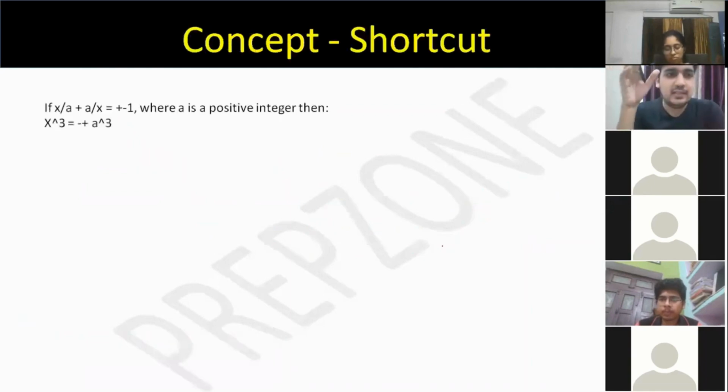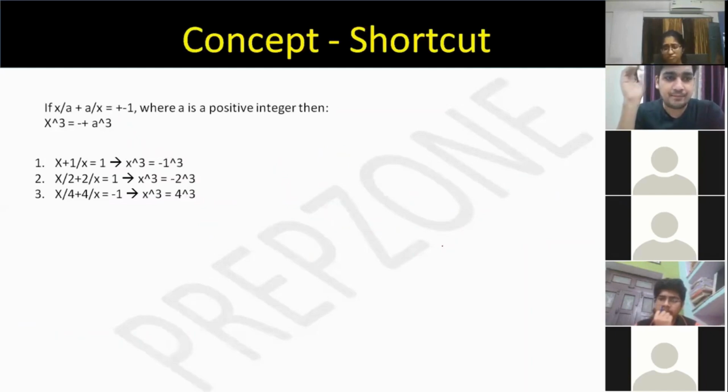Now this is the shortcut. Again, I think I've already told you this when we were doing the x by a plus a by x form. So the general thing is, if x by a plus a by x is equal to 1, then x cube is equal to minus a cube. And if x by a plus a by x is equal to minus 1, then x cube is equal to plus a cube. Again, the derivation is straightforward. You just solve this and apply a cube minus b cube. You'll be able to prove it.